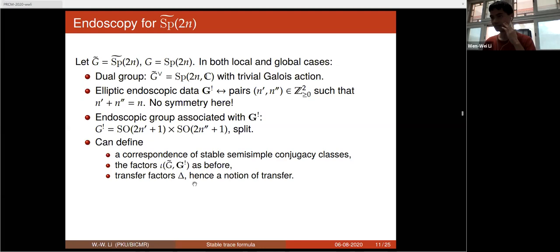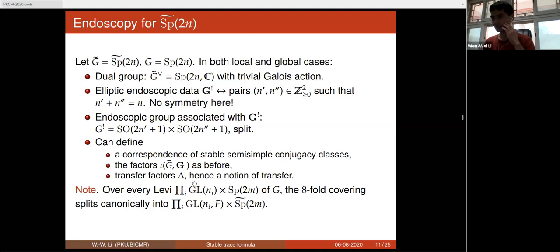In a trace formula, we must consider the Levi subgroups as well. So the Levi of SP2N can be written as follows. It's the product of smaller GL times some smaller SP. If you use the eightfold covering, then it splits canonically in the simplest way you can imagine, just GL factors times the smaller metaplectic covering. If you use the twofold covering, it's a little bit too complicated. For the Levi subgroups, of course, everything about GLN is known. So we can always focus on the study of SP tilde.